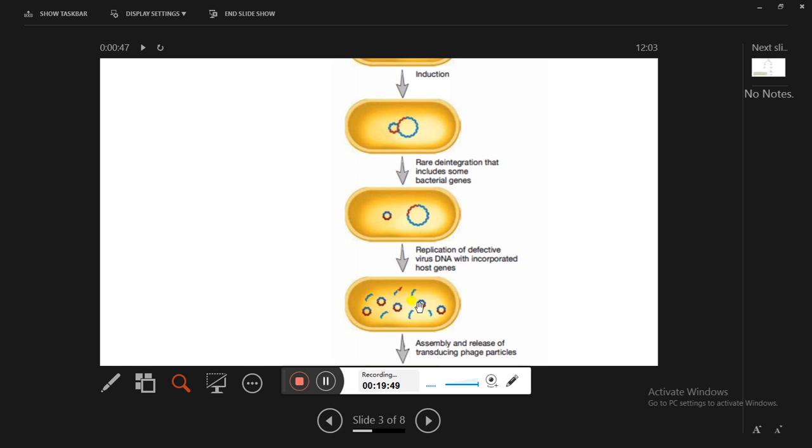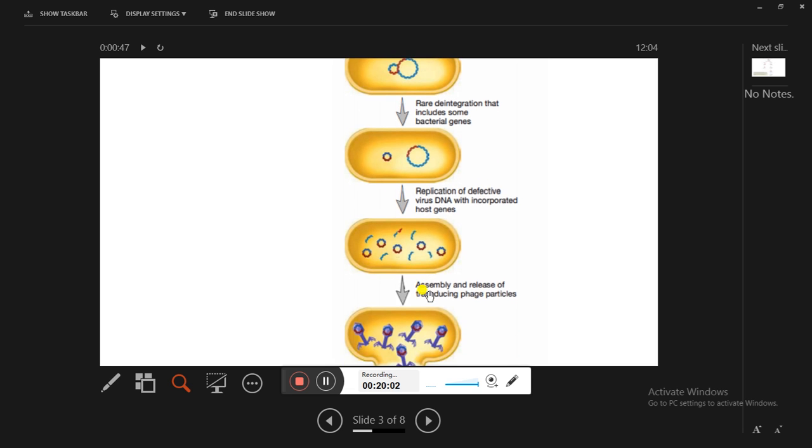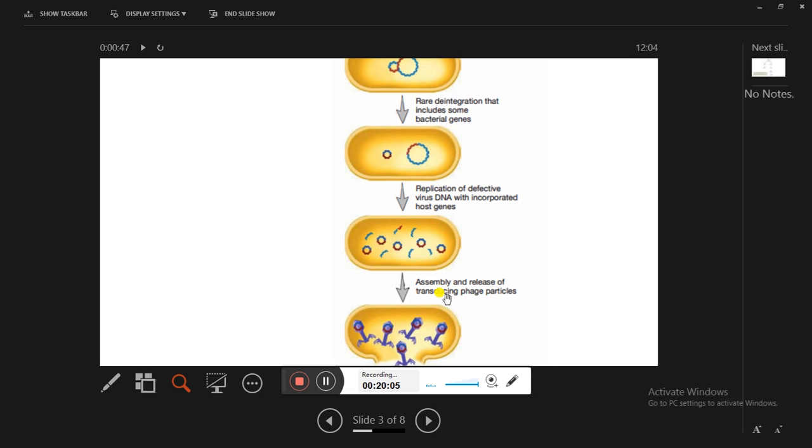Now the replication of this phage genome incorporates some of the bacterial genes, meaning when the phage genome replicates, the bacterial genome will also replicate at that time. And at the time of assembly and release of the transducing phage particle, the induction follows the lytic life cycle. Before this lytic life cycle, the phage particle assembles. Okay, assembly of the phage particle occurs. At that time this phage particle also introduces the genome of bacteria inside this phage genome.